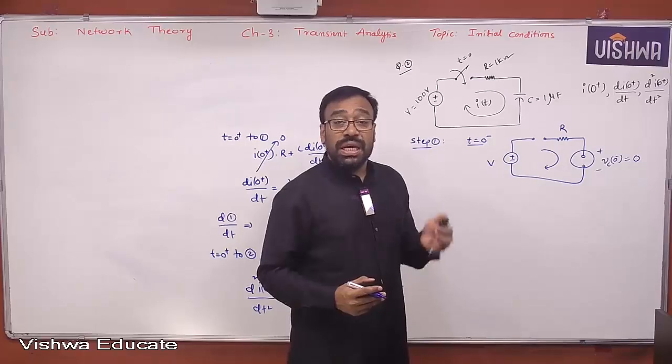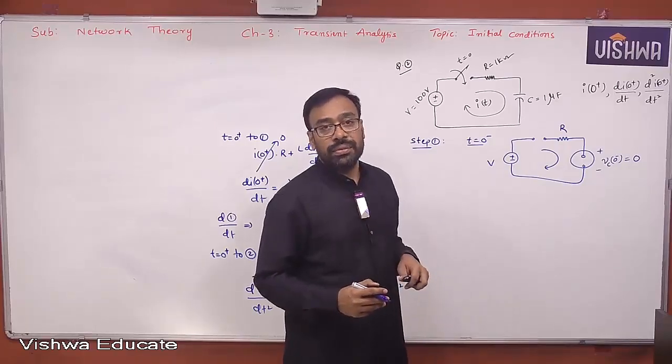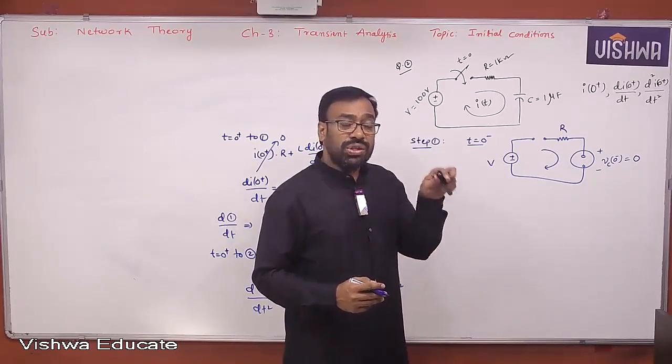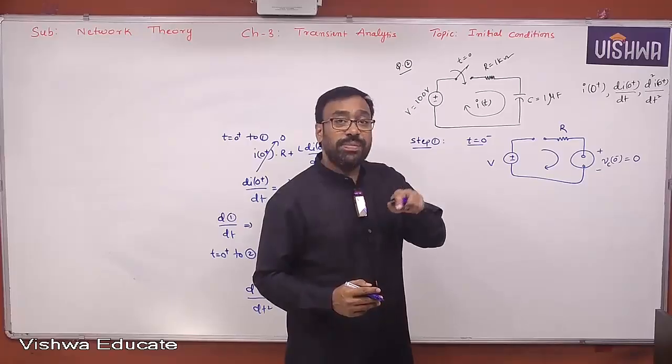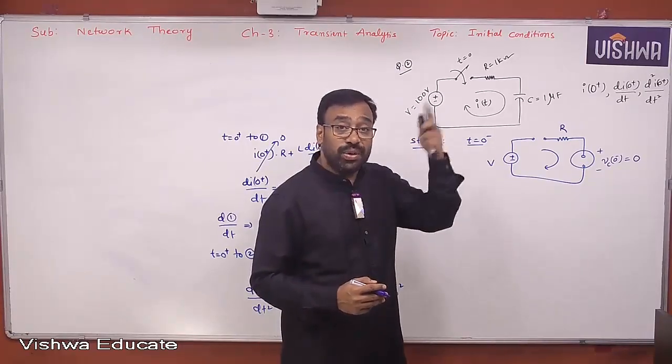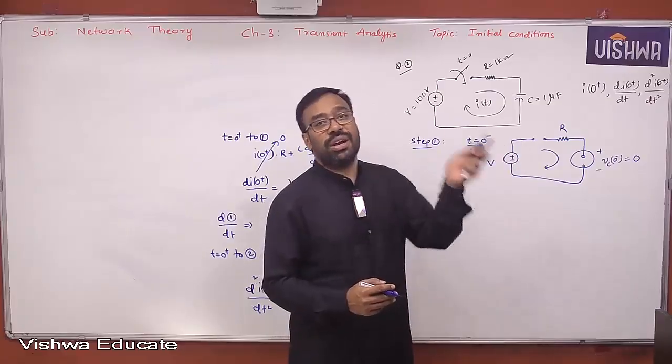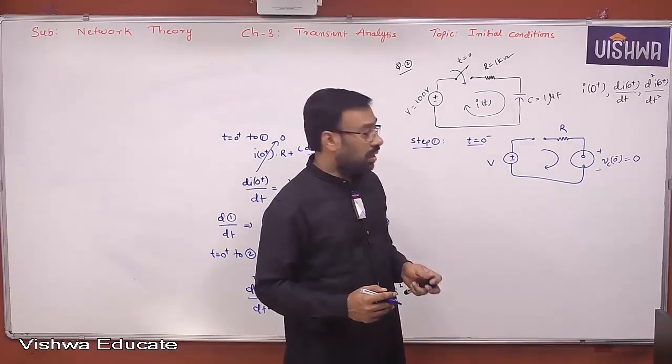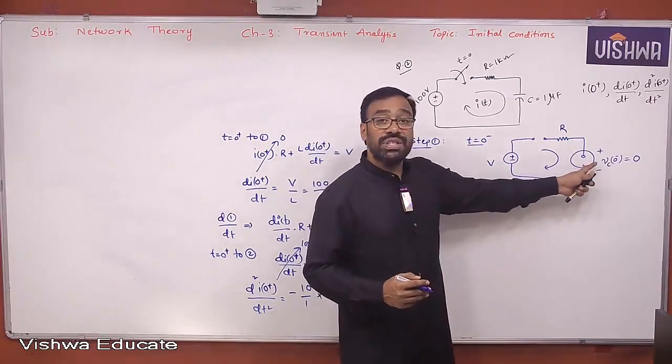What is step 2? Construct the t equal to 0 plus equivalent circuit. The t equal to 0 plus equivalent circuit depends on what? The current through the inductor and the voltage across the capacitor at t equal to 0 minus. If you do not know those values, you cannot construct the t equal to 0 plus equivalent. That is why I am calculating Vc of 0 minus.